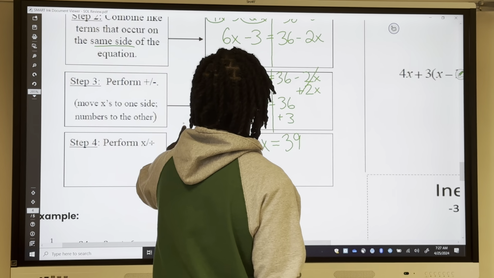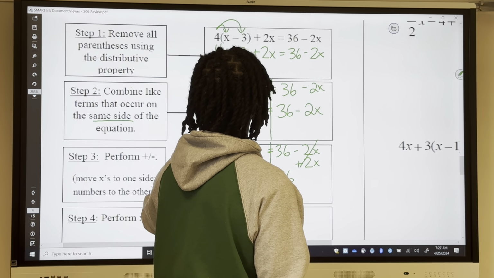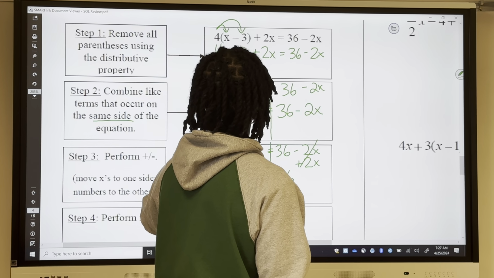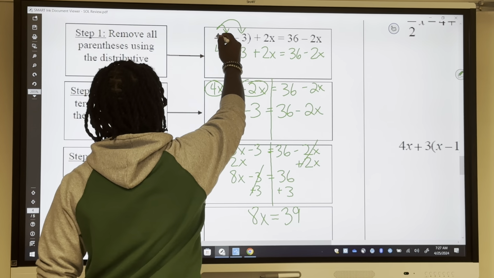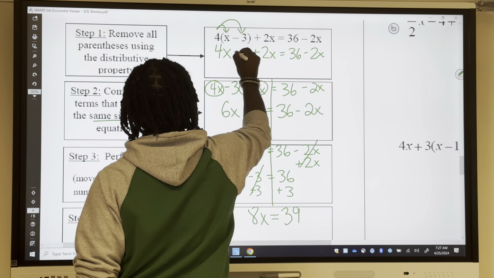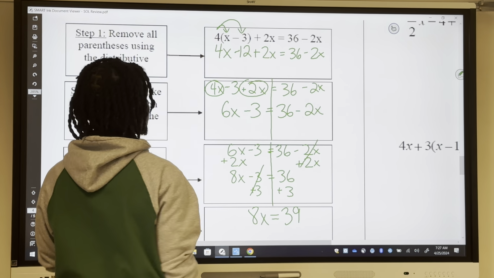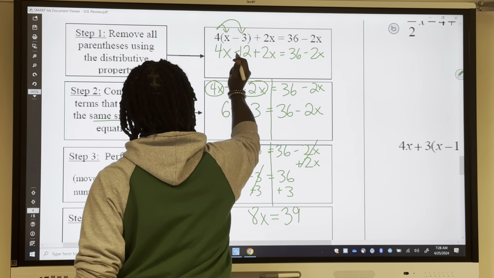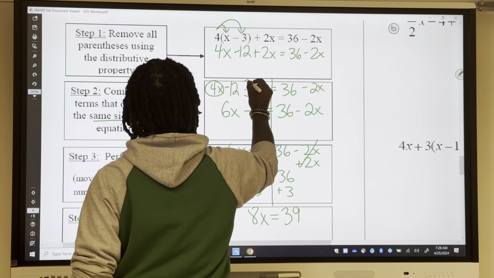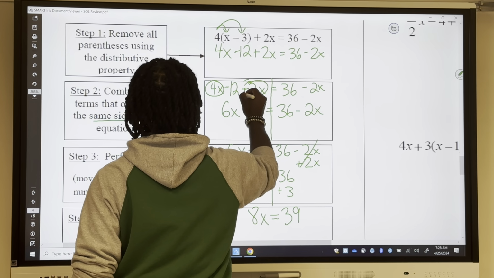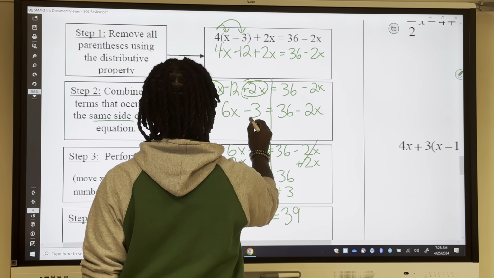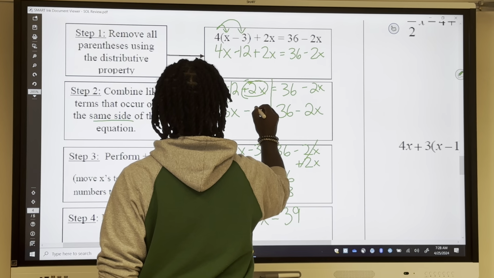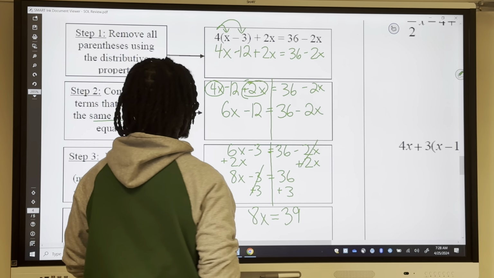Oh, hold on, there's a mistake somewhere. Oh my goodness. All right, I forgot to distribute. This should have been 12. Oh, I'm so sorry. -12, this should have been -12. Okay, and then this should also have been a -12.